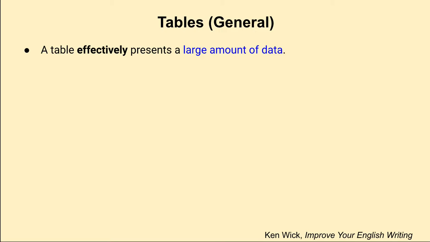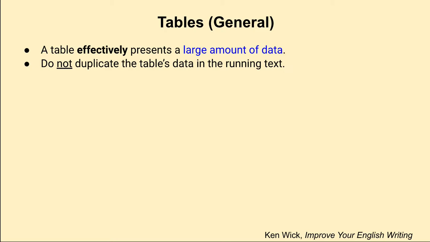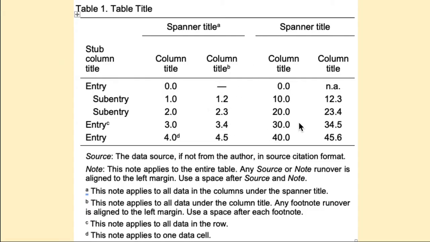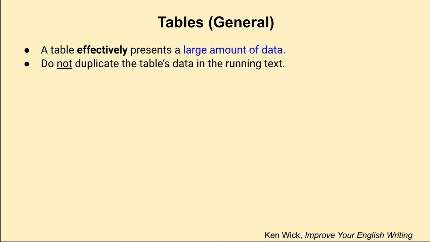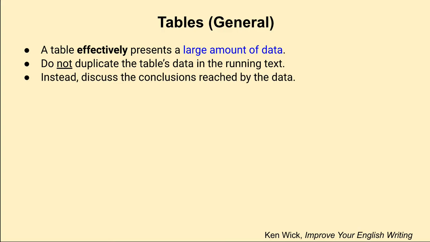A table effectively presents a large amount of data. It's the best way to present a large amount of data. What you don't want to do is duplicate the table data in the running text. This is the data right in here. You don't want to reproduce this data in the text. Instead, you want to discuss the conclusions reached by the data.